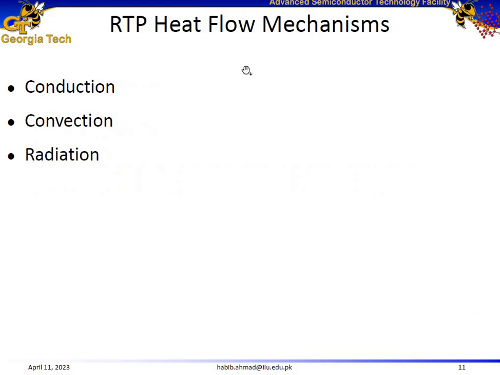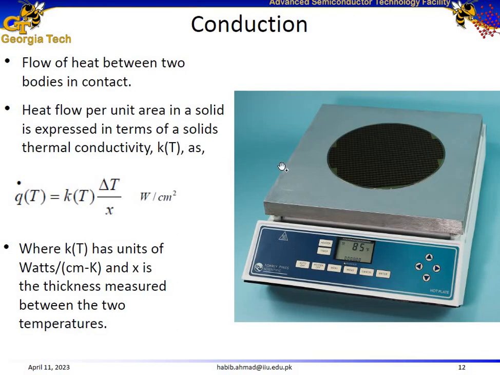There are different heat flow mechanisms of rapid thermal processing. One is conduction, the second one is convection, and the third one is radiation. These are the mechanisms by which we can achieve heat flow for rapid thermal processing. So let us discuss them one by one.